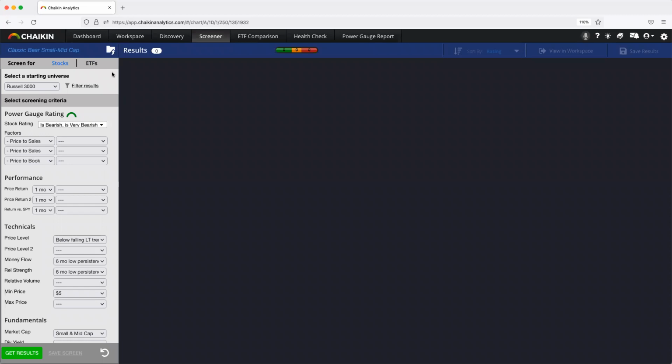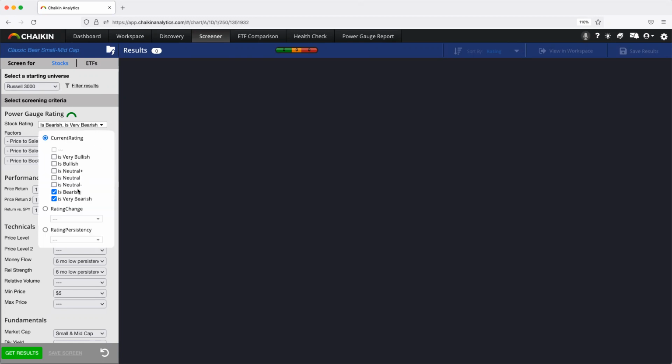Now, this screen is looking for small and mid cap stocks that are more likely to underperform moving forward. So the starting universe is the Russell 3000. We often use the Russell 3000 for our starting universe because it's broad, right? But in this case, we certainly are looking at smaller stocks. That's sort of the premise of this screen.